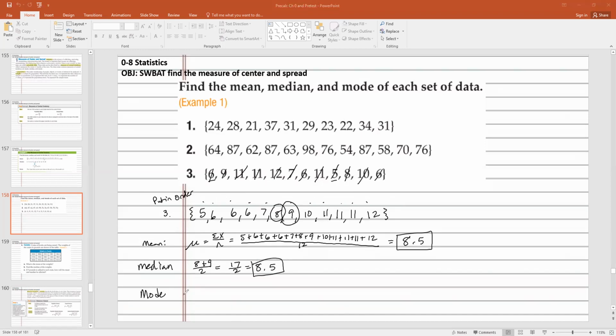All right, and now we have the mode. The mode is the number that appears the most. So which number here appears the most? I saw some that had 3. Yeah, we got 6: 1, 2, 3, and we got 11: 1, 2, 3. So here it's both the 6 and 11. There you go, it's both of them. That's it. Was that easy? Yeah, this one has two modes.